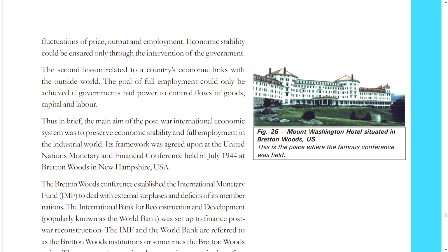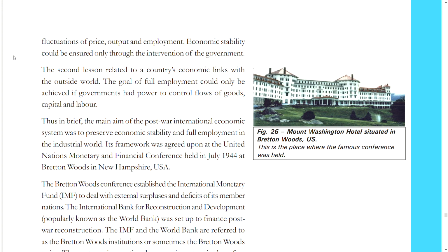Figure: Mount Washington Hotel situated in Bretton Woods, US. This is the place where the famous conference was held. Fluctuations of price, output and unemployment, economic stability could be ensured only through the interventions of government. The second lesson related to a country's economic links with the outside world. The goal of full employment could only be achieved if governments had power to control flows of goods, capital and labor. Thus, in brief, the main aim of the post-war international economic system was to preserve economic stability and full employment in the industrial world.